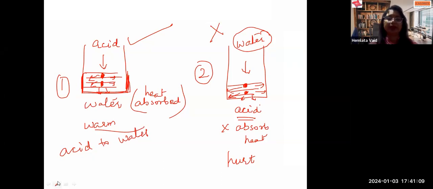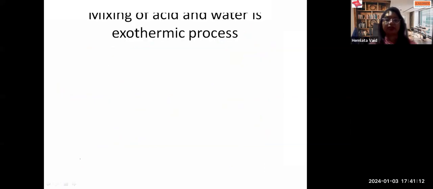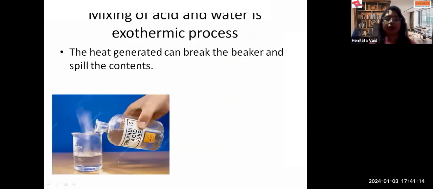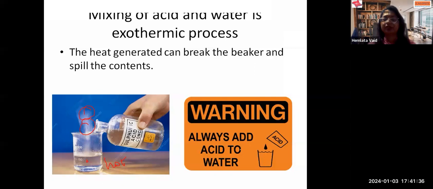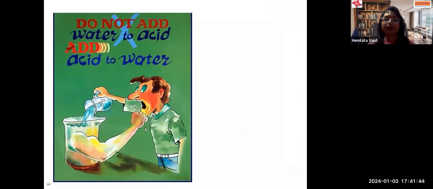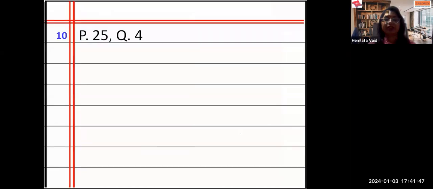The topic is very simple, but there are questions that they ask on this concept. You can see here, this diagram shows that the person is putting acid into water, and you can see these fumes. This is the steam. The steam got produced because the water became so hot. So imagine this is a small amount of acid being added. If a large amount of acid is added, it can hurt somebody. So this is the warning sign that is there on the bottles. Add acid to water. Okay.